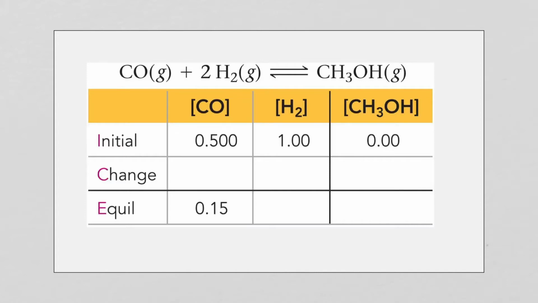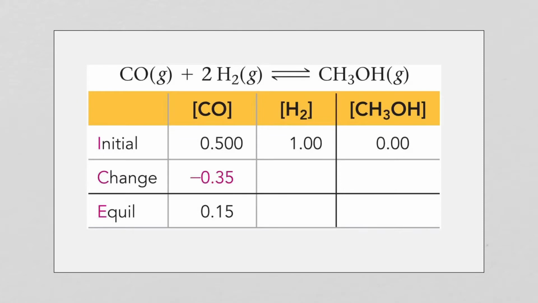So the first step is, because we know the initial and the equilibrium, we can calculate the change. And we can see it clearly. It has gone down because we're reacting our reactants to make product. So if we do our calculation, we see that this goes down by 0.35. So our first step is we generate this.